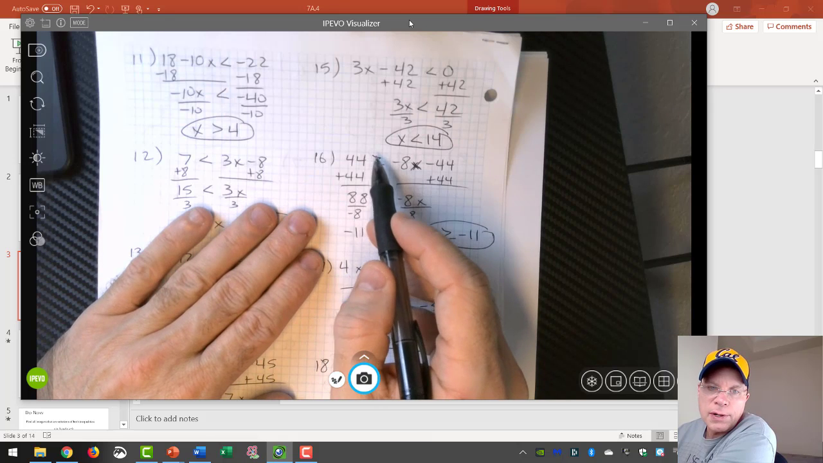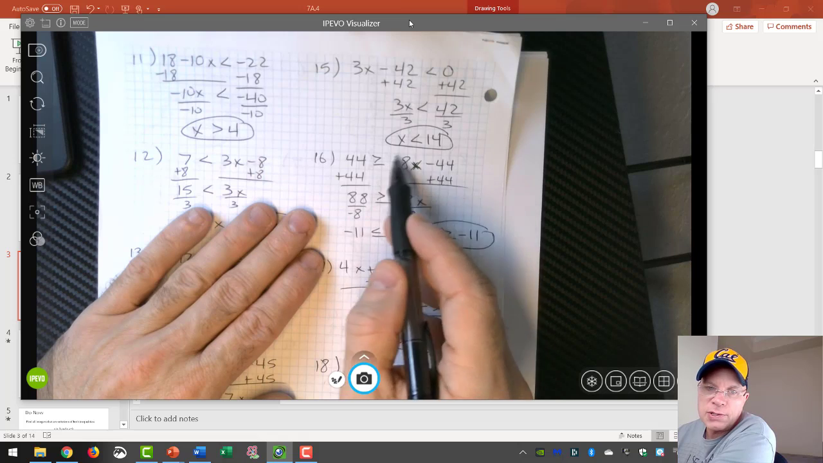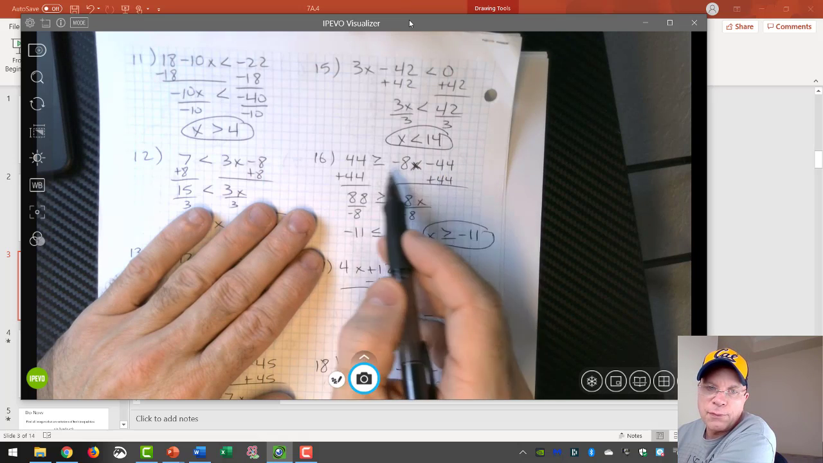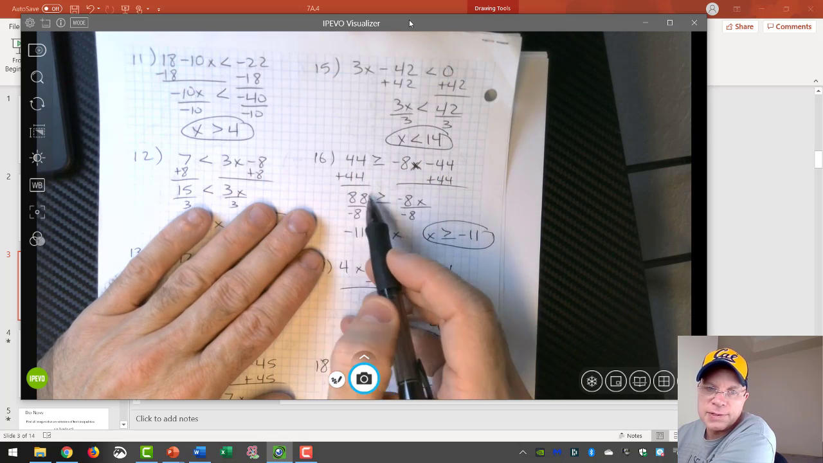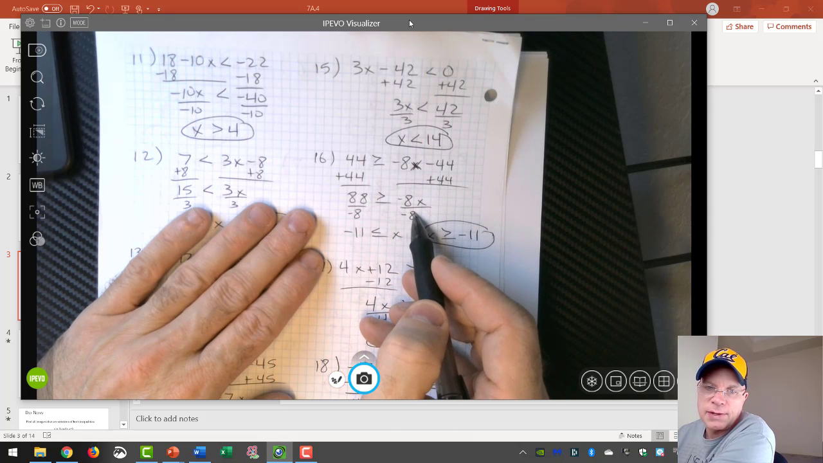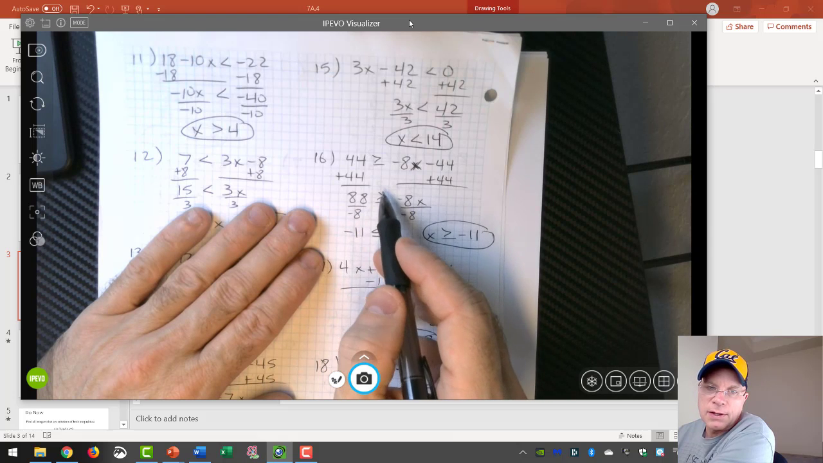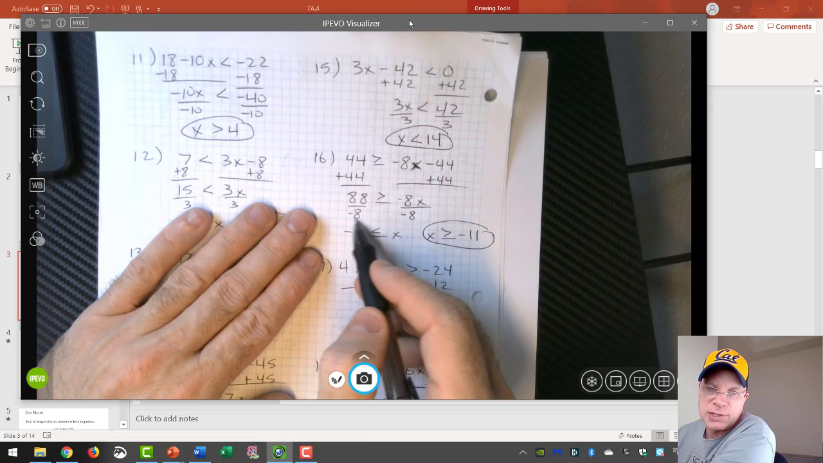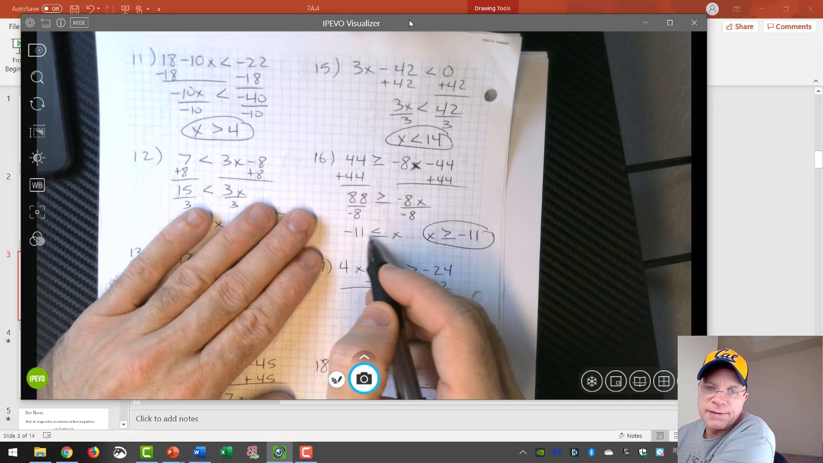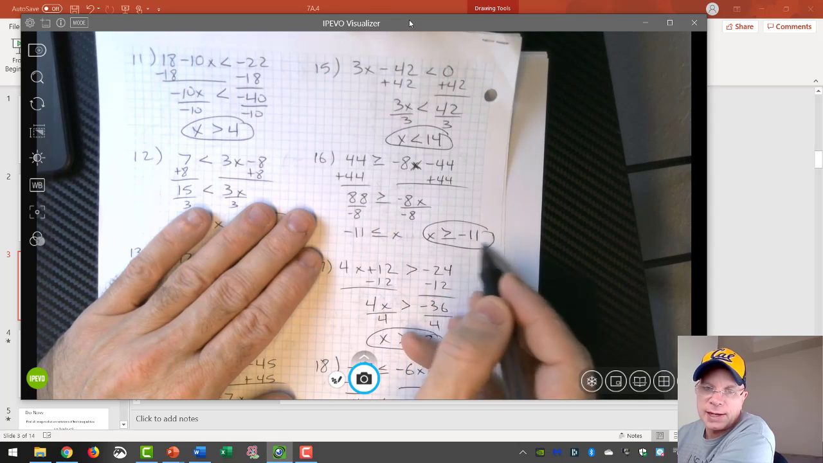16. 44 is greater than or equal to negative 8x minus 44. Focus on the side with the variable. Add 44 to both sides. 44 plus 44 is 88. And on the right side, we still have negative 8x. We divide by negative 8, and we get negative 11. Not greater than or equal to, less than or equal to, because I just divided by a negative. Negative 11 is less than or equal to x, which means x is greater than or equal to negative 11.